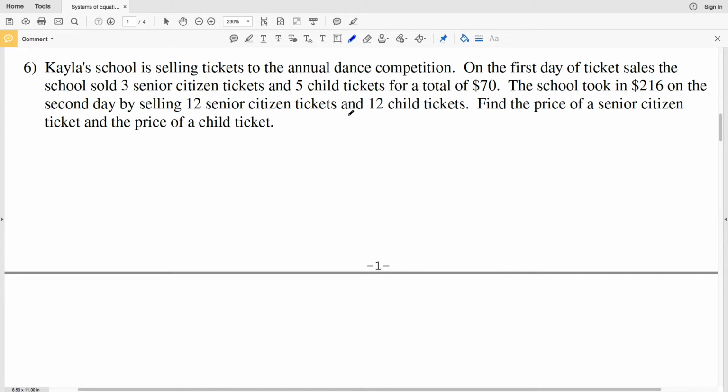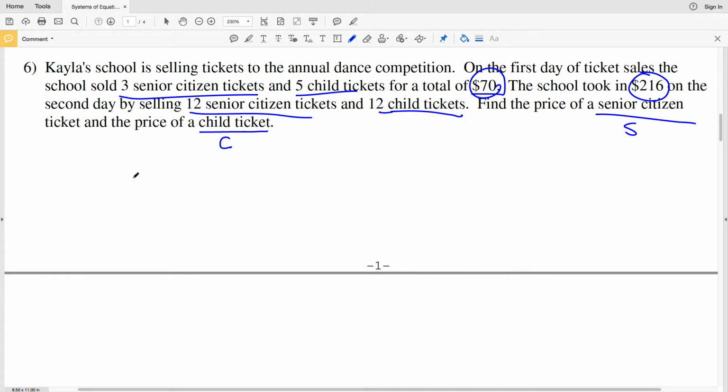In number 6, it states that Kayla's school is selling tickets to the annual dance competition. On the first day of ticket sales, the school sold 3 senior citizen tickets and 5 child tickets for a total of $70. The school took in, or totaled, $216 on that second day by selling 12 senior citizen tickets and 12 child tickets. So we're going to be finding the price of one senior citizen ticket and one child ticket. So senior citizen tickets will be variable S, so the cost of a senior citizen ticket is S, and the cost of a child ticket will be variable C.